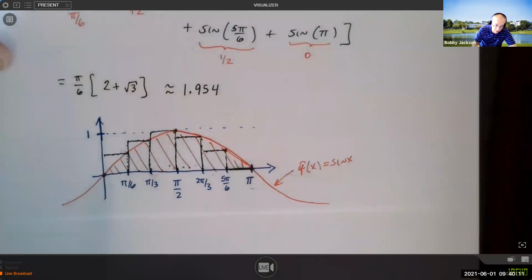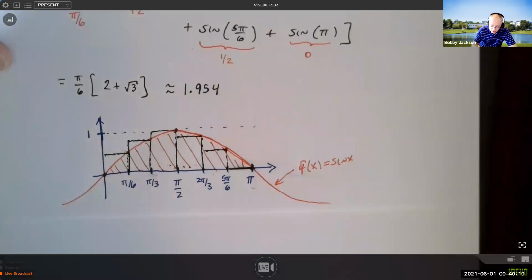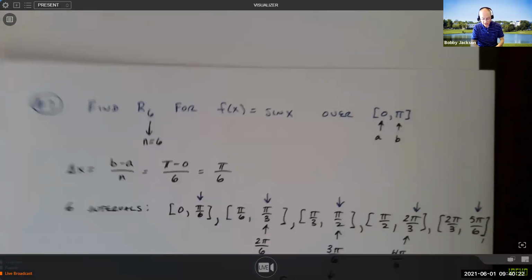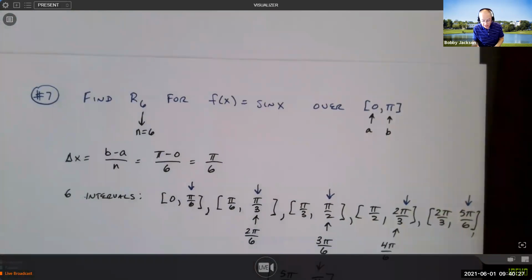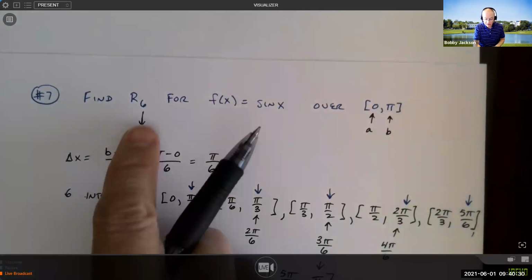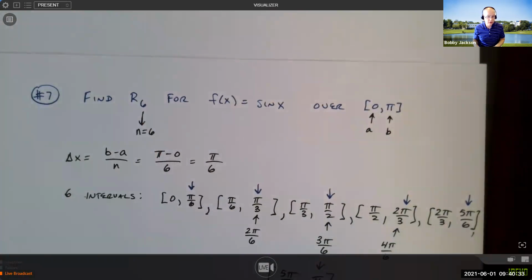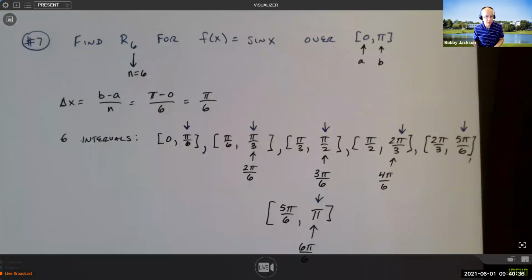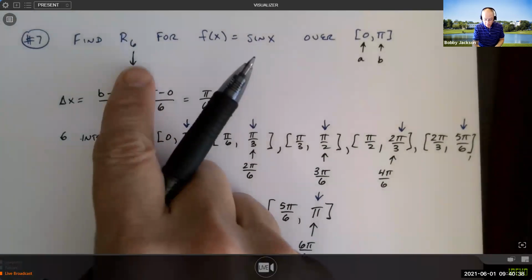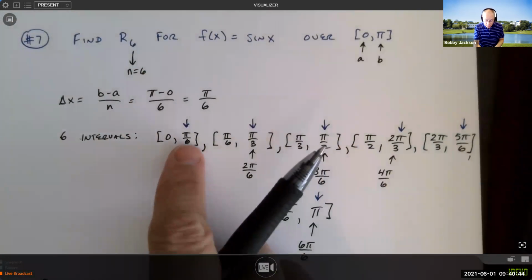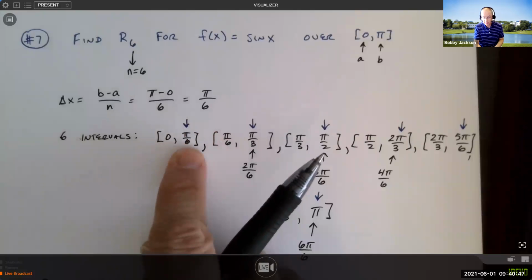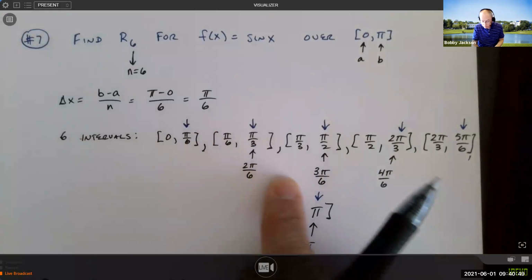Now, to get a better estimate, of course, we can increase n, the number of subintervals, and as we do so, we get a better and better approximation. But right now, when I'm doing a finite sum, R6, R5, R4, or L using left-hand endpoints, or M using midpoints, where there's a fixed number, I don't want to use any summation notation. Notice I didn't use any summation notation. I just list out my delta x, and then all my endpoints, which are all delta x apart from one another. 0 to pi over 6, pi over 6 more gives me pi over 3, pi over 6 more gives me pi over 2, and so on.